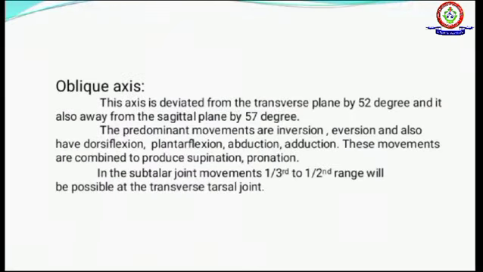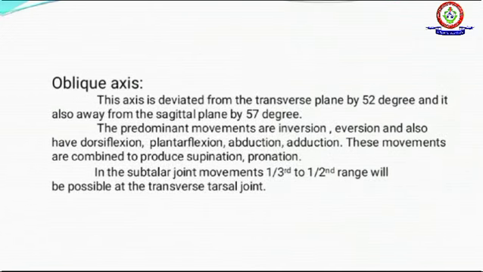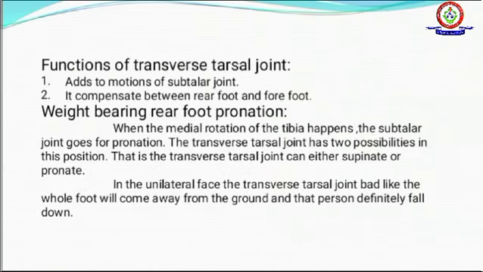Oblique axis. This axis is deviated from the transverse plane by 52 degrees and it is also away from the sagittal plane by 57 degrees. The predominant movements are inversion, eversion, and it also has dorsiflexion, plantar flexion, abduction, adduction. These movements are combined to produce supination and pronation. In the subtalar movements, 1/3 to 1/2 of the range will be possible at the transverse tarsal joint.